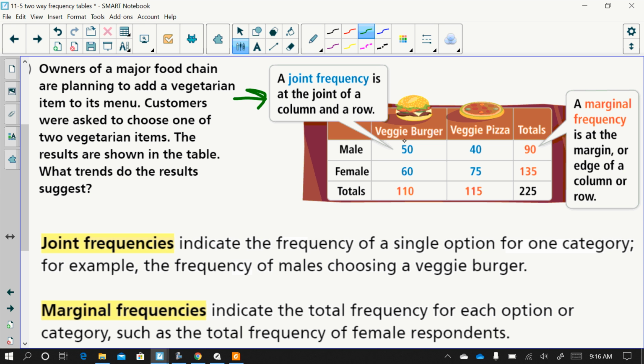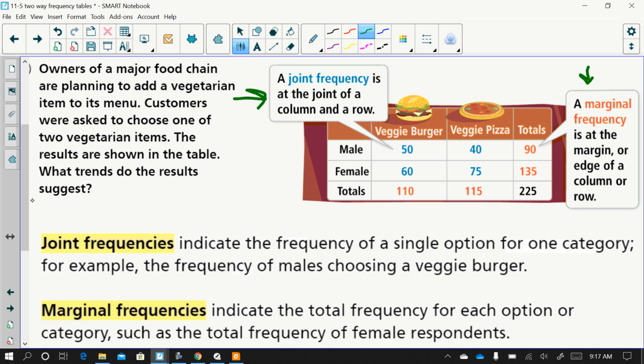Then we have something called the marginal frequency. Marginal frequencies indicate the total frequency for each option or category, such as the total frequency of female respondents. Again, I think this definition is better too: a marginal frequency is at the margin or the edge of a column or row. Notice they put the joint frequencies here in blue, and the marginal frequencies, the totals, in red.